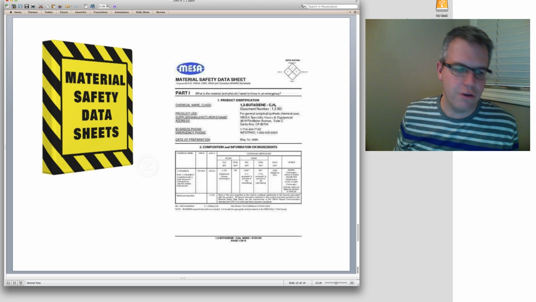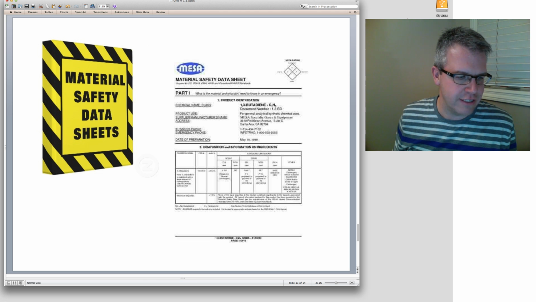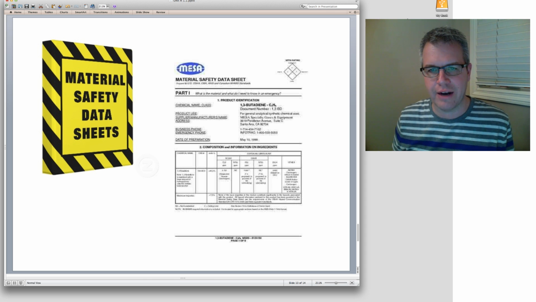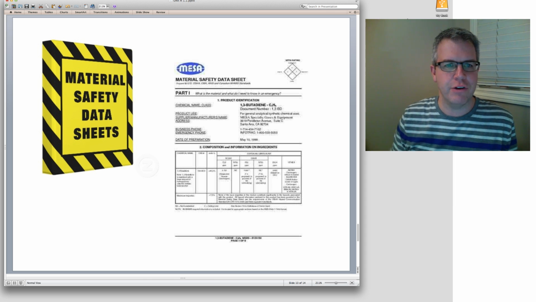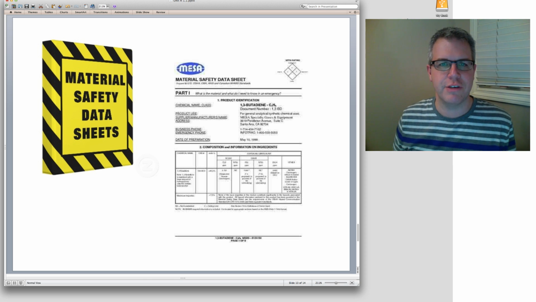Something else you need to know about is a material safety data sheet. An MSDS is a sheet that gives more detailed technical information about the product, and it's broken up into a number of categories. Material safety data sheets are held on site for any type of material that may be used anywhere throughout the building that has chemical properties.